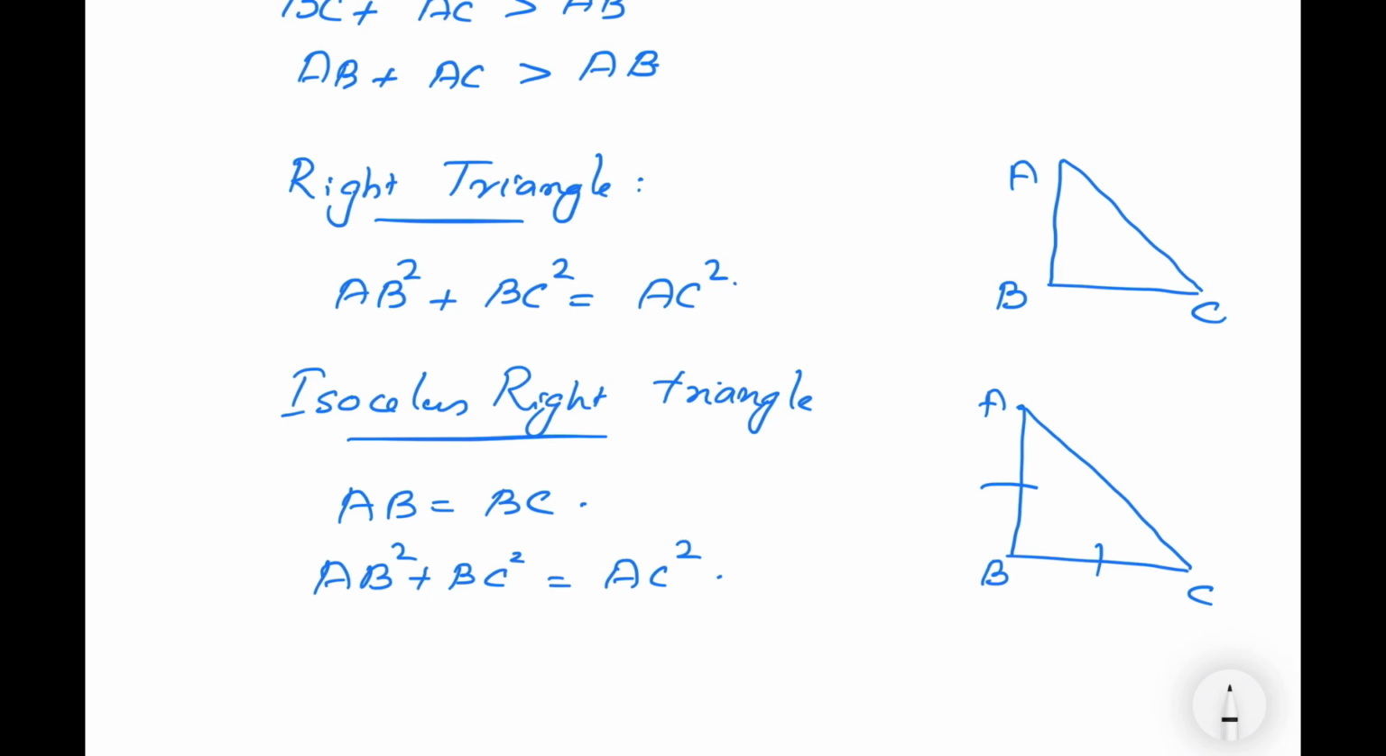For an isosceles right triangle, find the sides. If 2 sides are equal, then it is isosceles. Then you have to prove it is a right triangle also. So again, the sum of the squares of the 2 sides is equal to the square of the third side, then it becomes a right triangle.